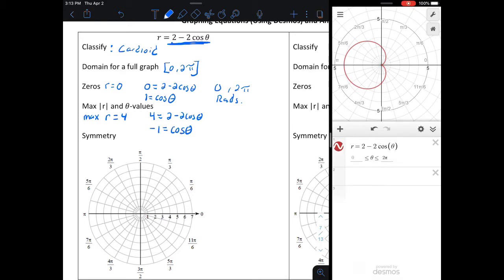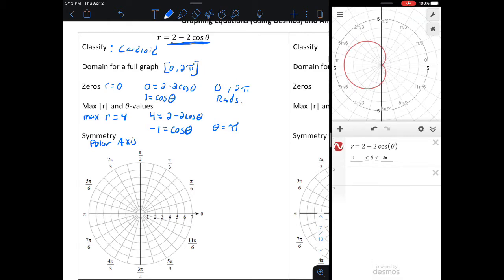Well, cosine produces a value of negative 1 at pi radians. So when theta is equal to pi. So by hand, that's how I would do that. And we'll classify the symmetry where you look over on the right-hand side here, and it is symmetric about what would be considered the x-axis, but in terms of polar graphs, we'll say that it's symmetric about the polar axis. And we could create a sketch down here on the bottom.